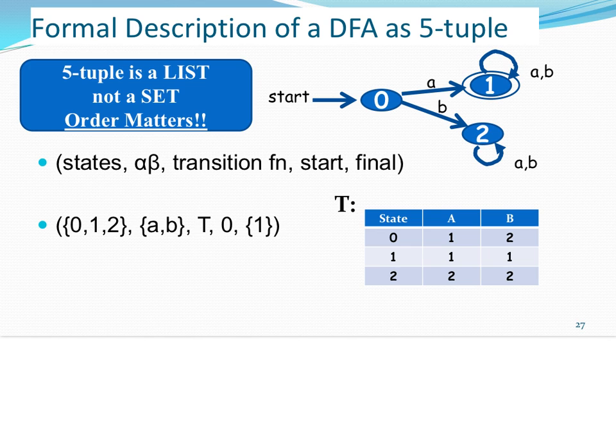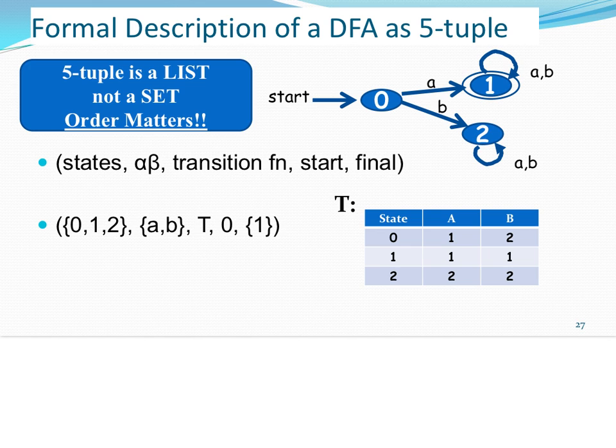Now, because we like tuples, because when you are writing a proof, sometimes it's easier if you say, let's suppose we have a DFA formally described as a 5-tuple, and also because it fits better in textbooks if you can write things horizontally, we are going to describe our DFAs as a 5-tuple. Remember, a 5-tuple is a list. It's not a set, so the order of things matters. So you're just going to have to memorize this part, okay?